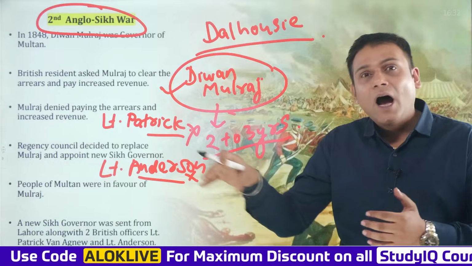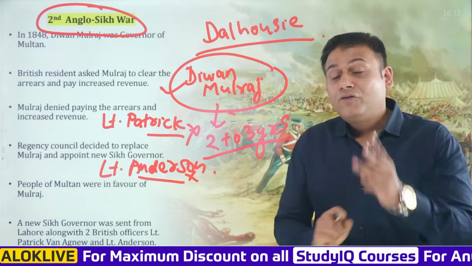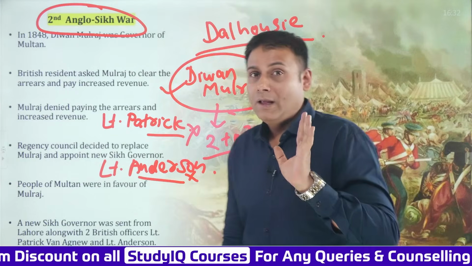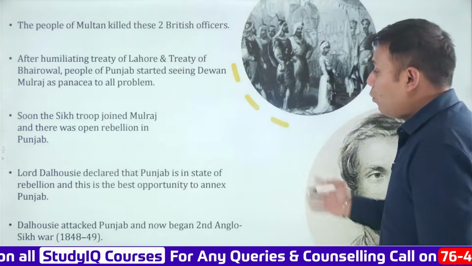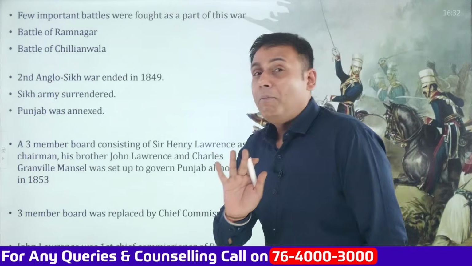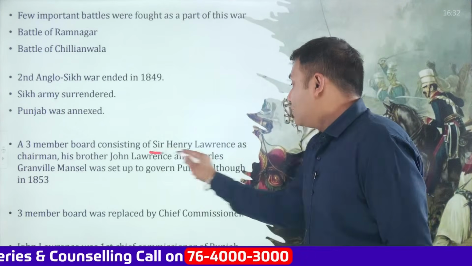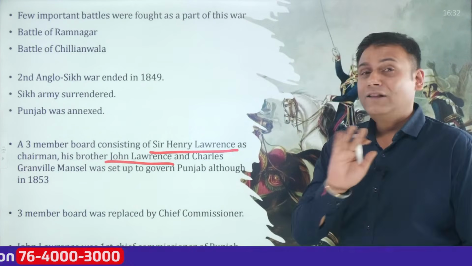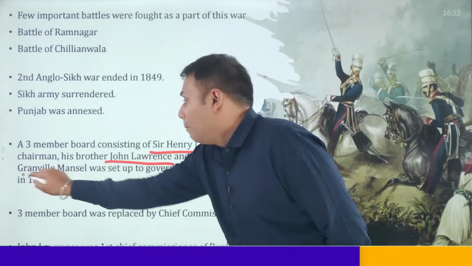Now when Punjab was annexed, what happened? A 3-member board was created to govern Punjab. Is that clear? So a 3-member board was now created to take care of the region of Punjab. The 3-member board consisted of Sir Henry Lawrence, his brother John Lawrence, and another person, Charles Granville Mansell.